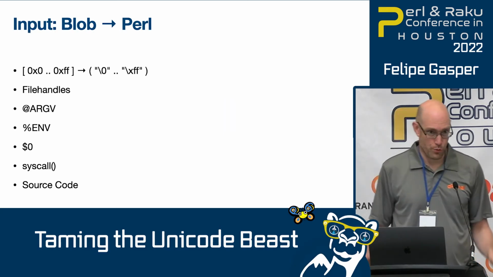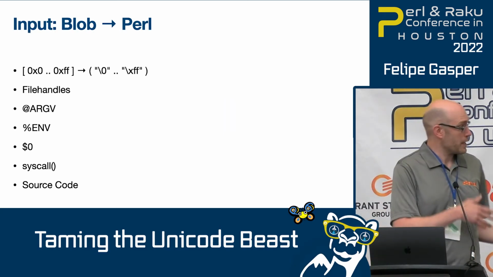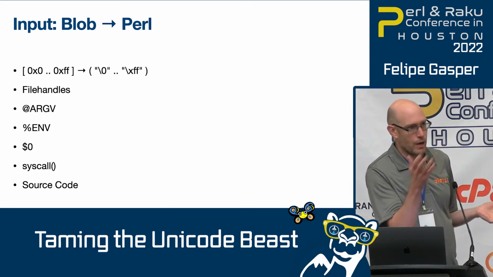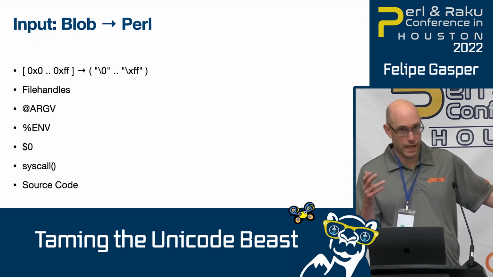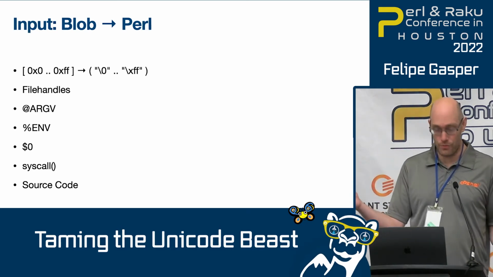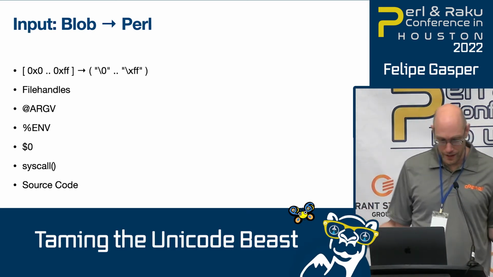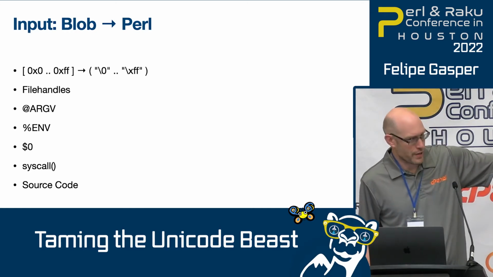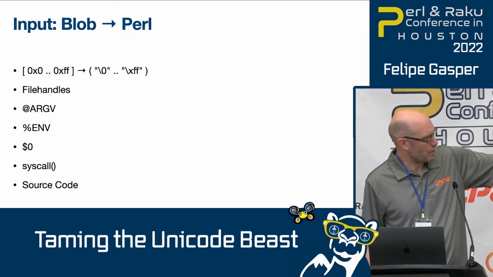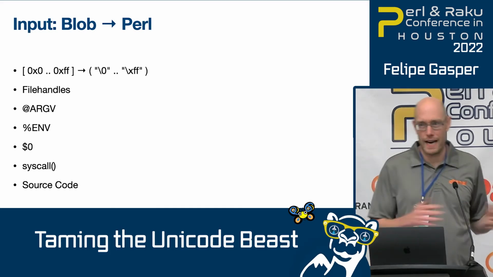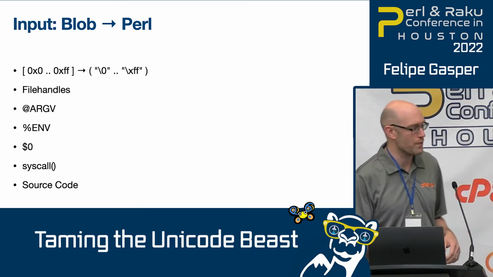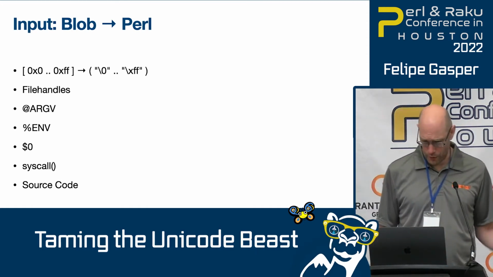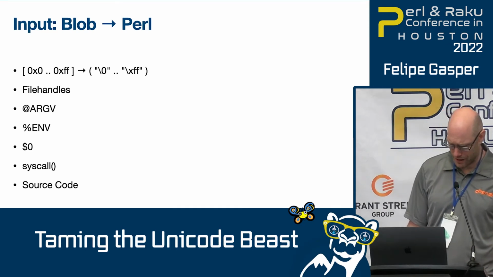On the input side, that's really straightforward. On the input, we can't get any byte above 255 by definition, so that's just going to become character 0 to character 255. No big deal. I wrote out here, I'm pretty sure I got them all, the sources of input for a Perl program. None of these can give you any byte that is above 255. So this is really quite a simple problem to solve.